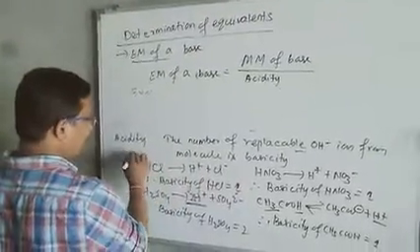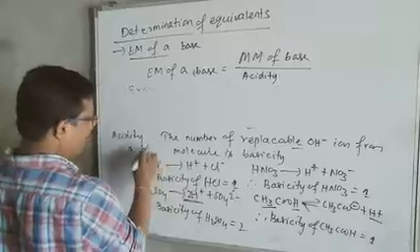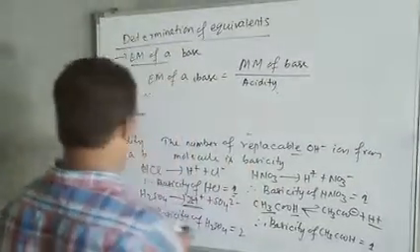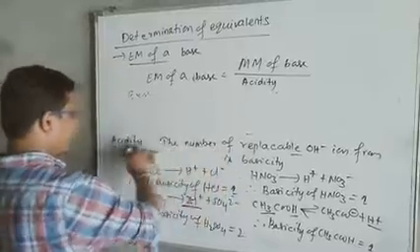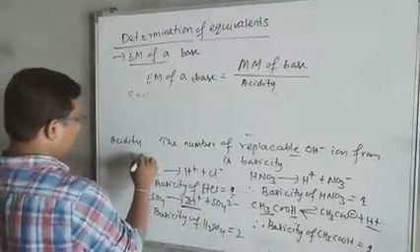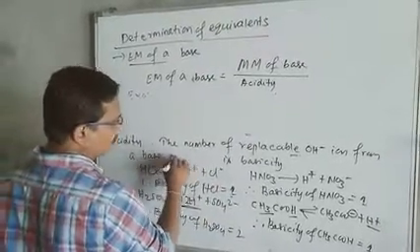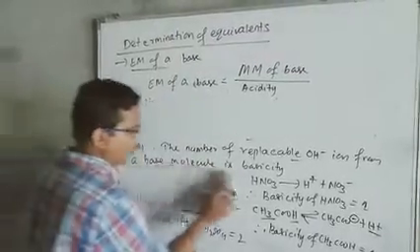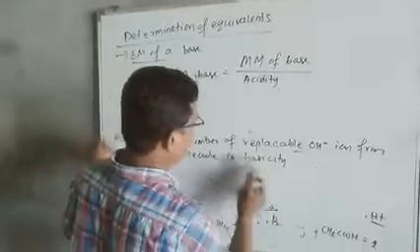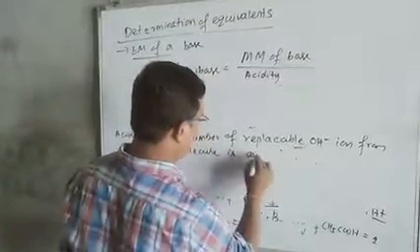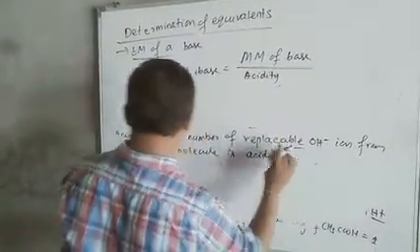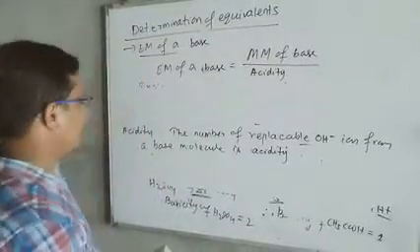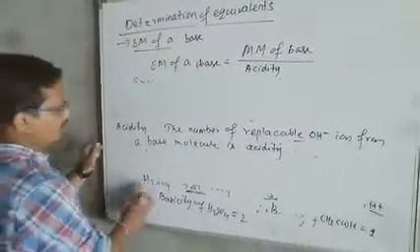The number of replaceable OH minus ions from a base molecule is called acidity. Sorry, that is called acidity, not basicity. Again, I repeat: acidity means the number of replaceable OH minus ions from a base.